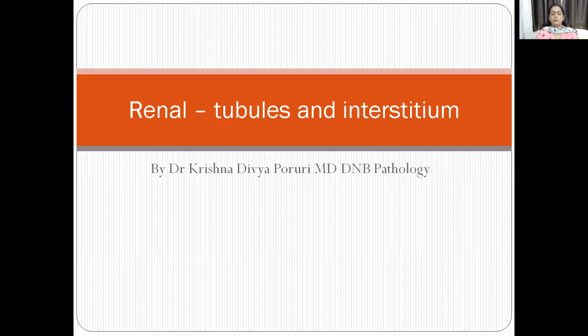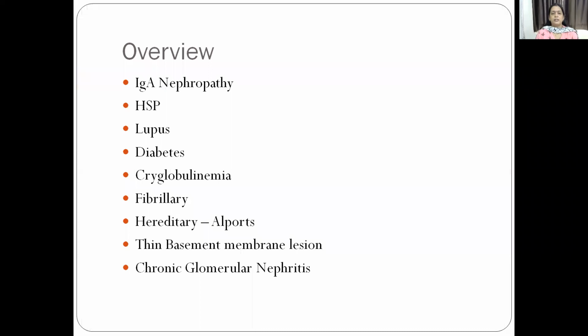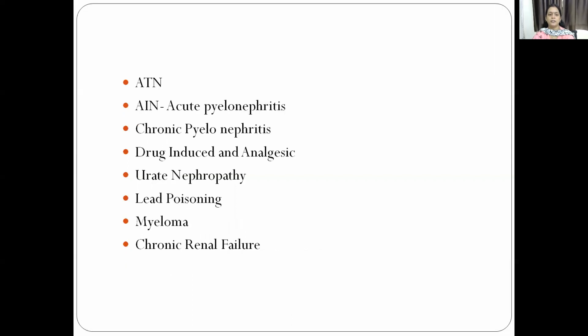Okay, so let's start. The overview of yesterday's class: IgA nephropathy, Henoch-Schönlein purpura, which is of the same spectrum of disease belonging to the IgA mesangial deposits, lupus nephritis, diabetes mellitus causing diabetic nephropathy, cryoglobulinemia, fibrillary nephritis, hereditary diseases including Alport's disease and also the thin basement membrane lesion, and also, as we discussed yesterday, chronic glomerular nephritis.